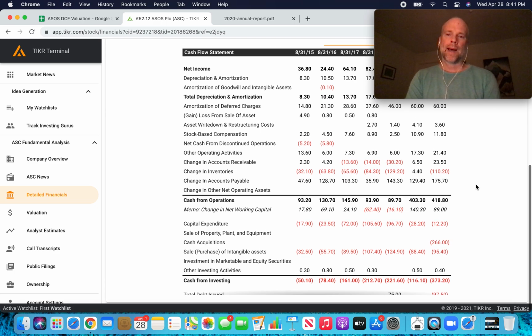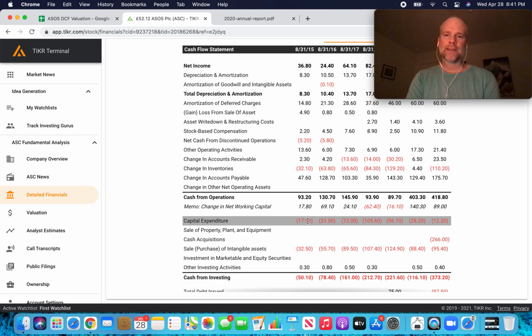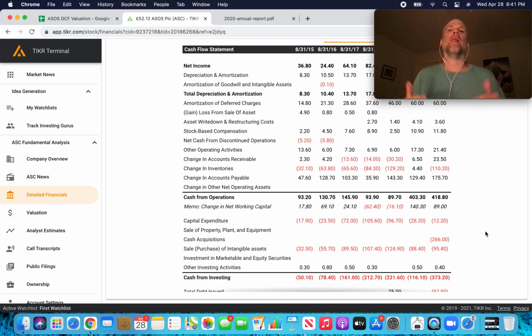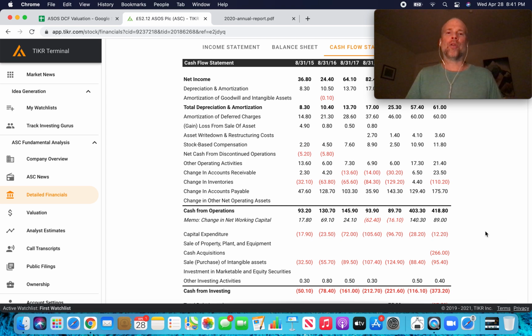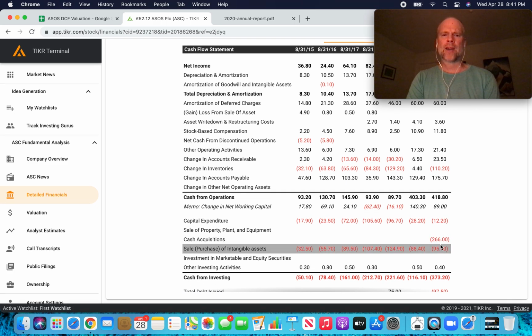Now keep in mind, these are not linear numbers. They're very lumpy, both the capital expenditures and the operating income. So it's important to do your own work and really get a sense for what's the best fit. What are the best numbers to use to project free cash flow forward for ASOS. You can see here cash acquisitions. I'm not considering that because that cash came right out of the balance sheet in the cash and cash equivalents, so that's already accounted for.